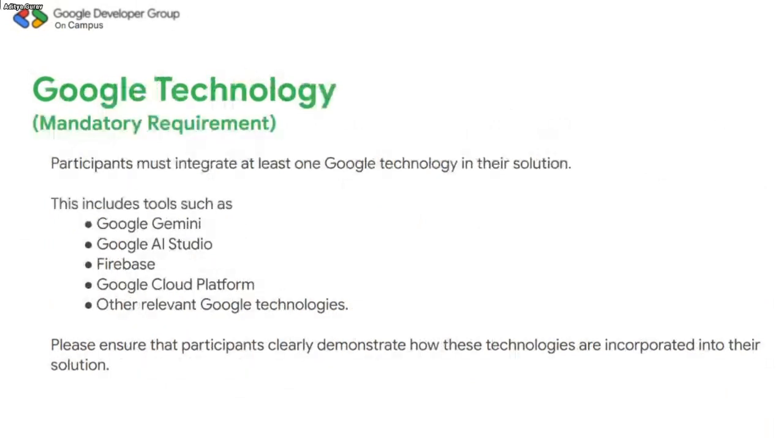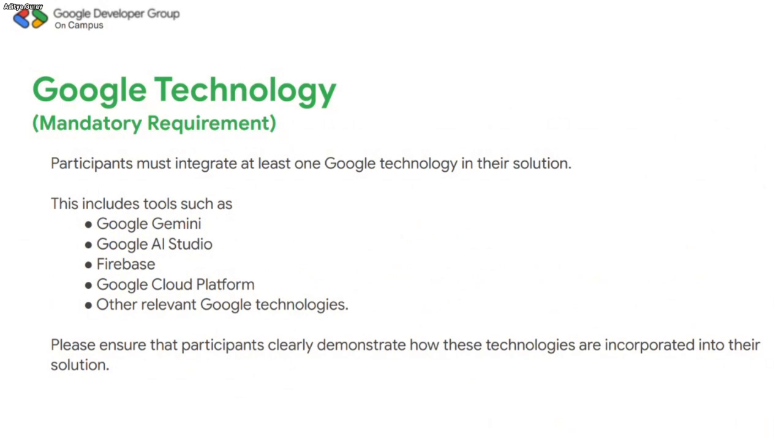As earlier discussed, Google technology is mandatory to use: Google Gemini, AI Studio, Firebase, Google Cloud Platform, any relevant Google technologies. Most probably, you can use the Gemini API, or Firebase, or anything else that Google can tackle easily, and Google can see easily through your applications.